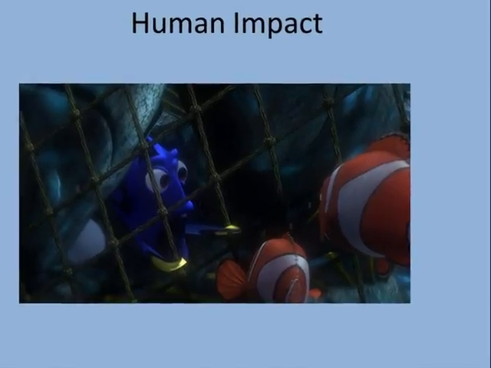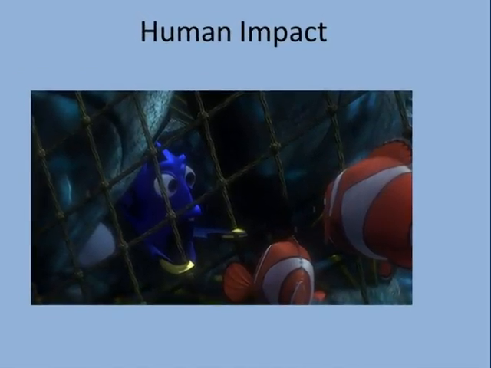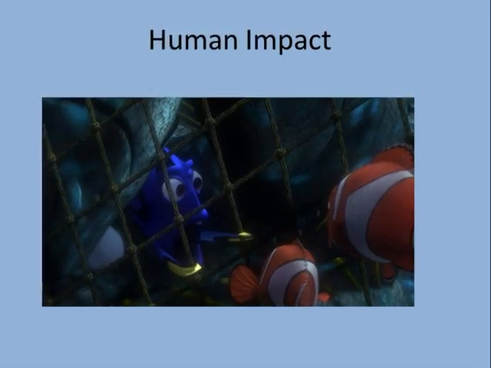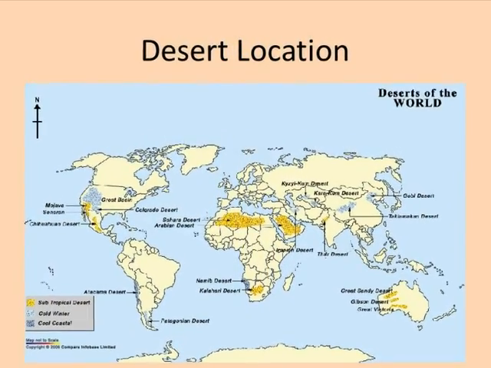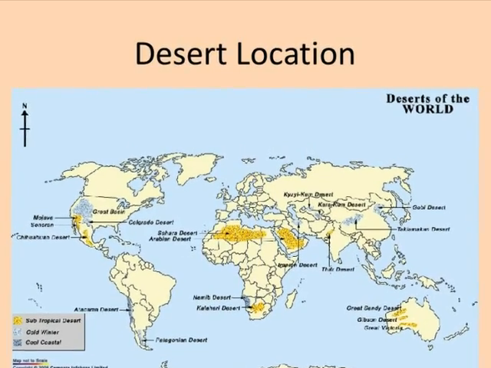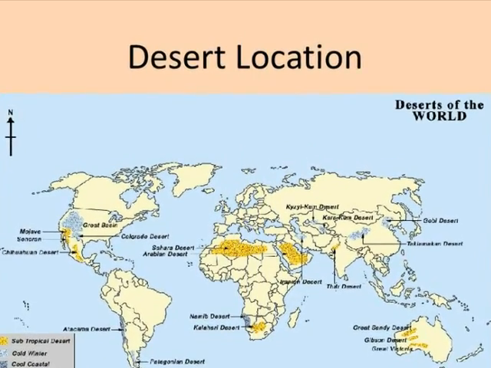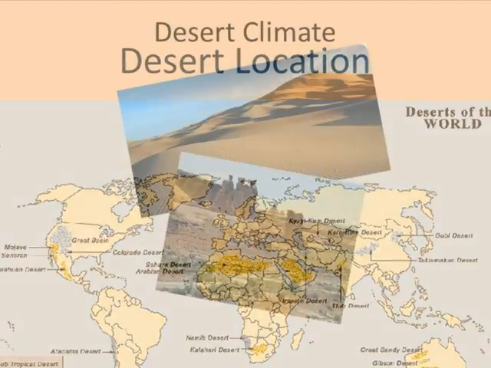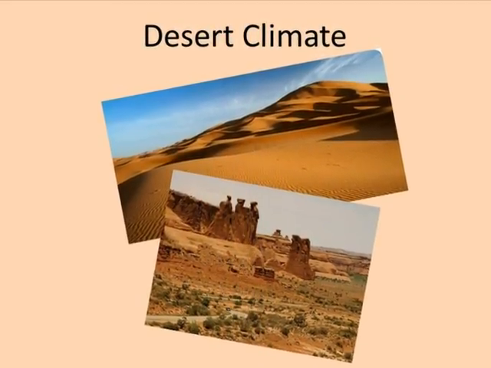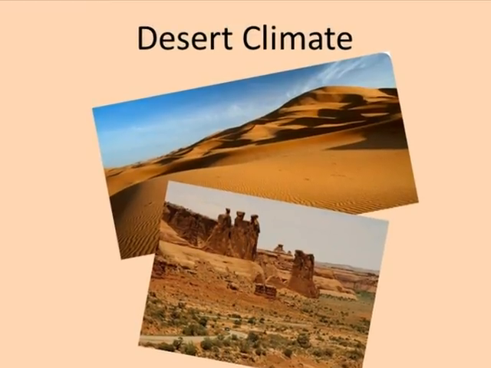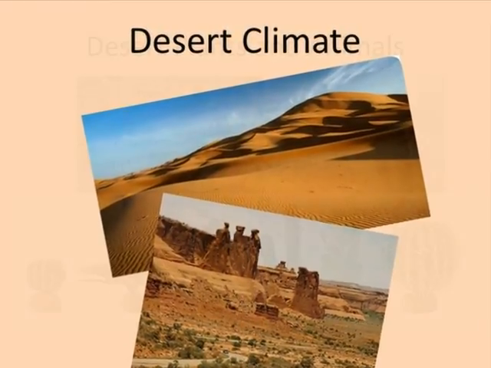In addition, things like steering boats over reefs and removing marine life from the reef can be disastrous for the biome. The next biome is the desert biome. This map shows that deserts can be found on the North American, Central American, African, Asian, and Australian continents. The desert climate is known as an arid climate. It's a climate in which precipitation is too low to sustain very much vegetation.